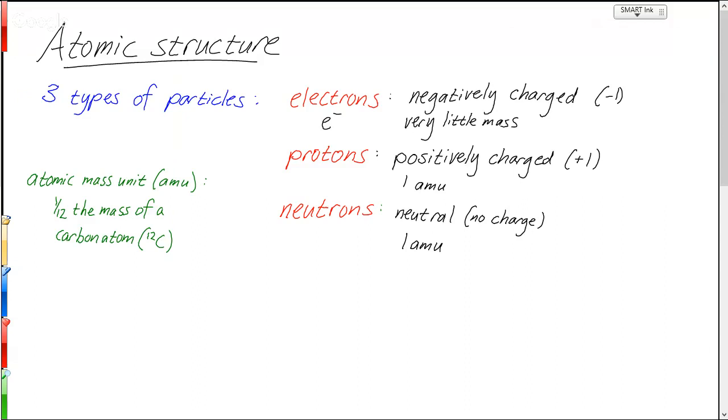Let's look at where these things are. So where are the protons in an atom? I see some people drawing some shapes. You know what that's called? The nucleus. Yeah, the protons and the neutrons are in the nucleus, the middle of the atom. And where are the electrons? Outside. Yeah.